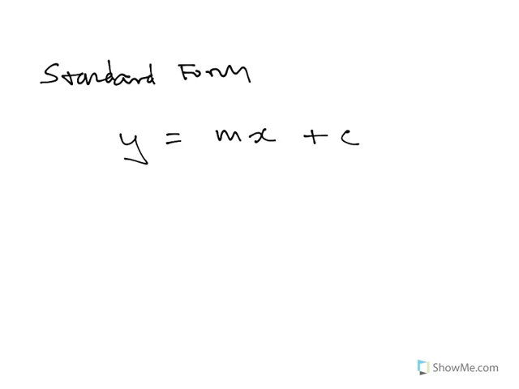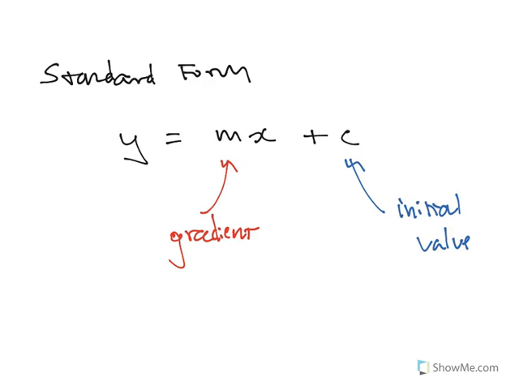The standard form, beg your pardon, of a straight line is y equals mx plus c, and that's the gradient, and that is the initial value, which is actually where it cuts the y-axis. Okay, and that's a basic refresher on the gradient of a straight line.